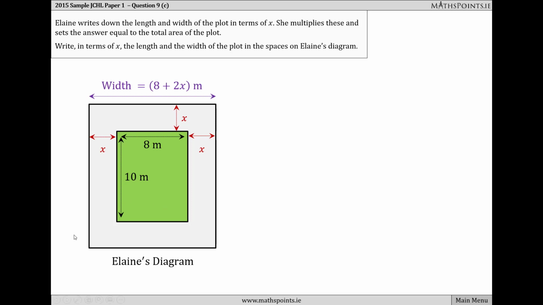Similarly, the length of the plot will be 10 meters, the length of the garden, plus the 2 x's that represent the path on either end. So an expression in x for the length of the plot can be written as 10 plus 2x. So Elaine wrote down that the width of the plot was 8 plus 2x and that the length of the plot was 10 plus 2x.